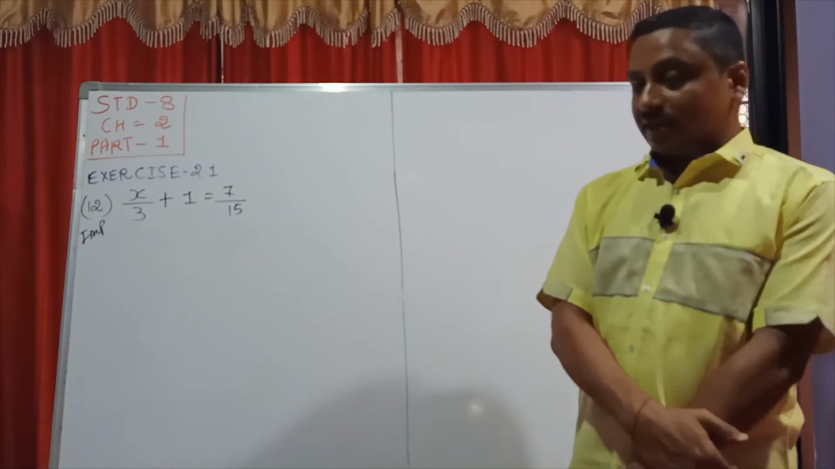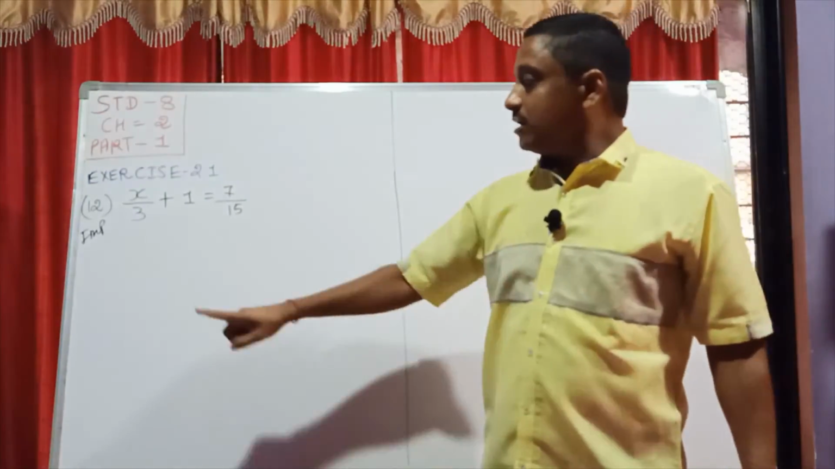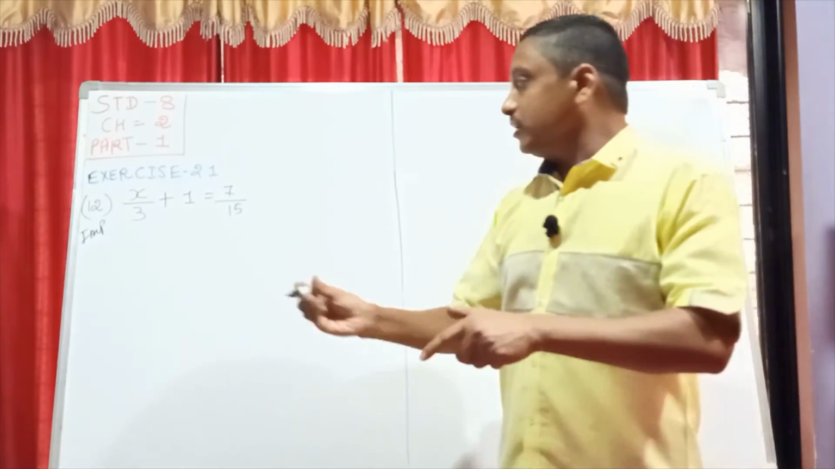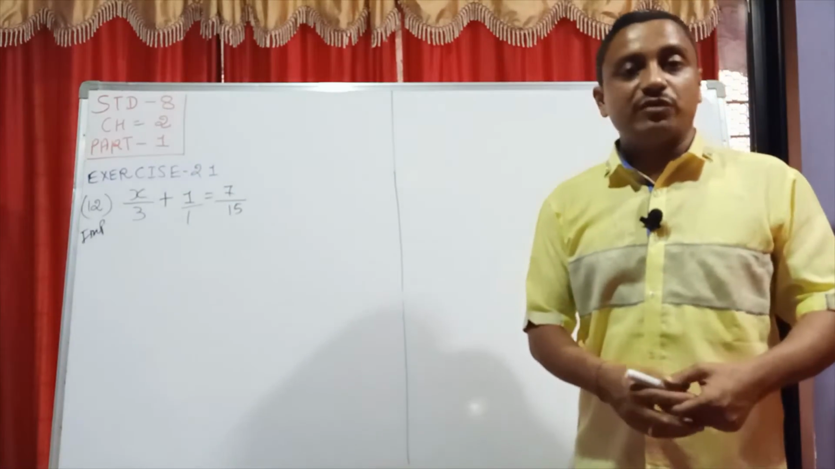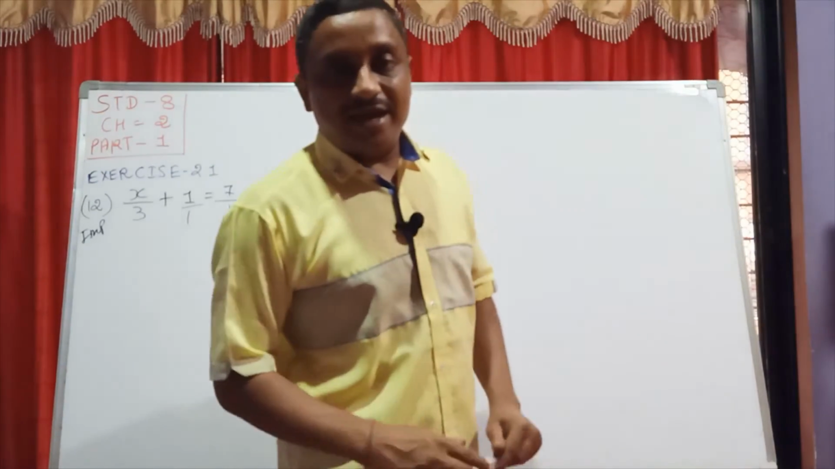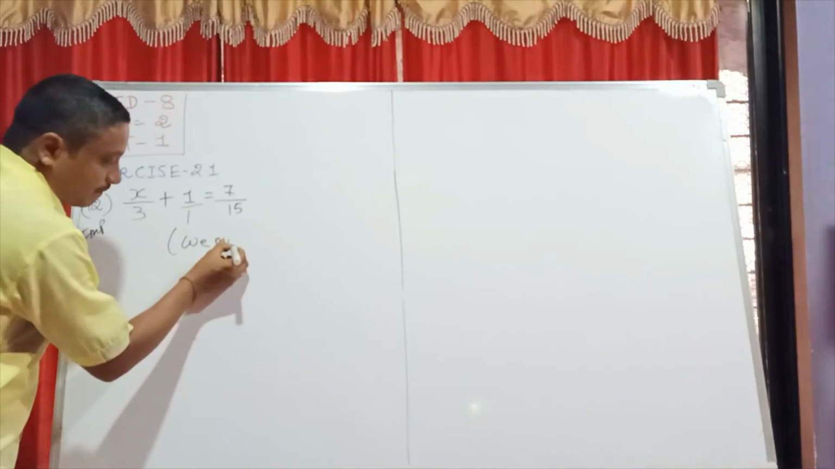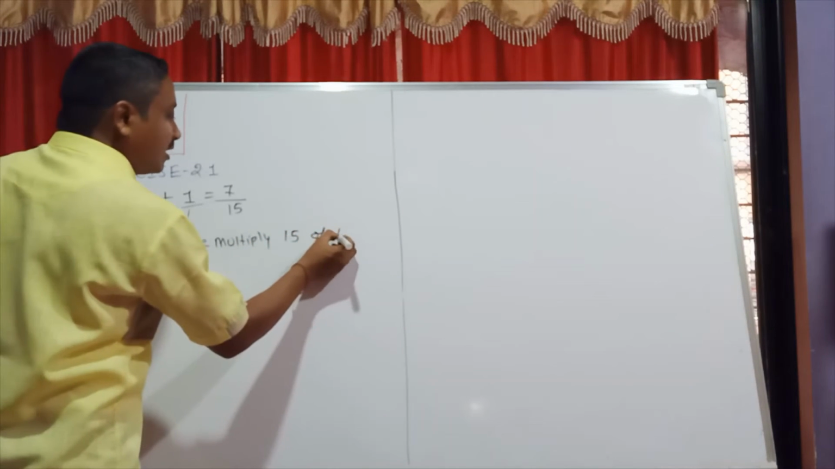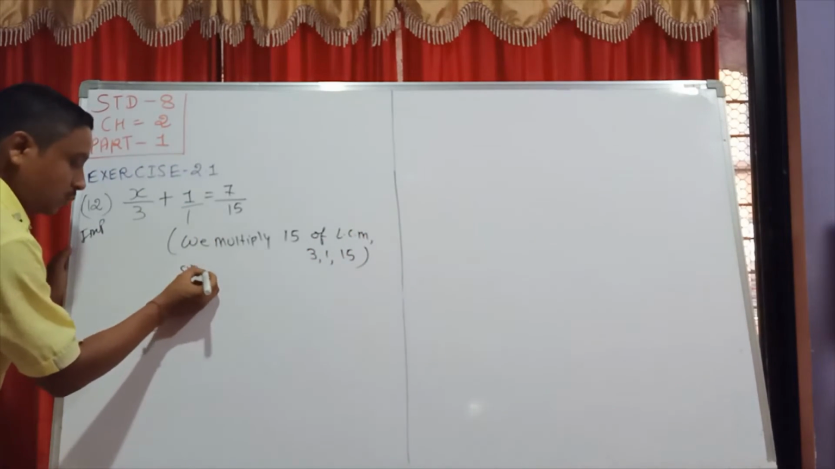So question number 12, x upon 3 plus 1 is equal to 7 by 15. I told you again, whenever fractions are given, then you take out the LCM, students. And here nothing is given under 1, so you show it is 1, because the division form must be there. Now check 3, 1, 15. How much is the LCM? Yes, the LCM is 15. So we multiply 15, the LCM of 3, 1, 15, on both sides.